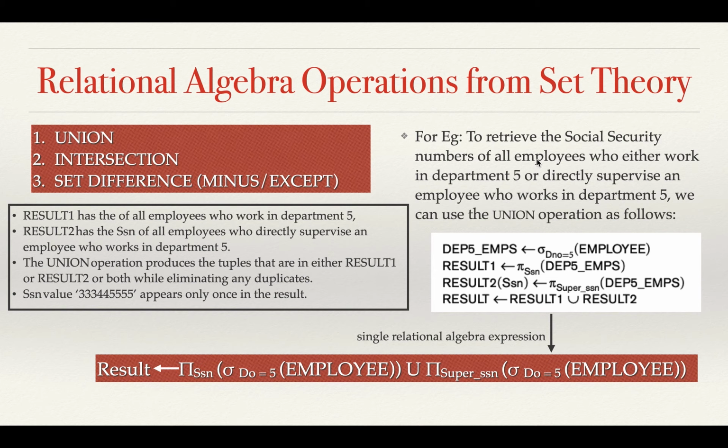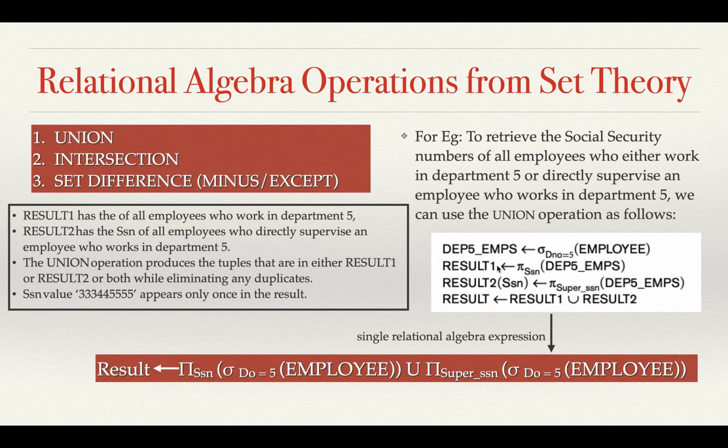So the first part of the example is asking to retrieve the employees who work for department number 5. So the initial step here, we can see, is a select operation. So select employees from department number 5. Okay, so that intermediate result is saved in the relation dep5 underscore emps.